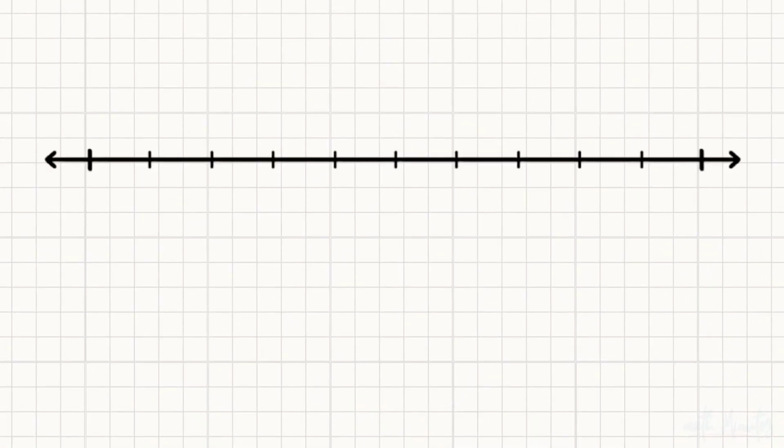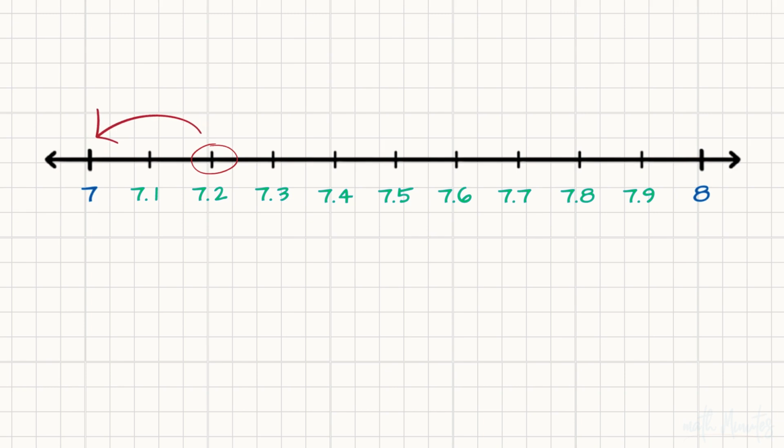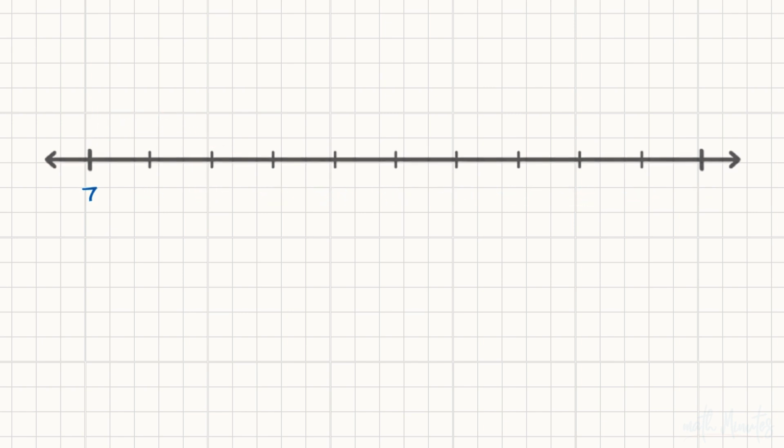A number line helps us visualize rounding. Imagine we have a number line with increments of 1/10. Suppose we have a number 7.2. Rounding this number involves finding the nearest whole number on the number line. In this case, 7.2 falls closer to 7 than to 8, so we round down to 7. Easy, right? But what if we have a number like 8.6?